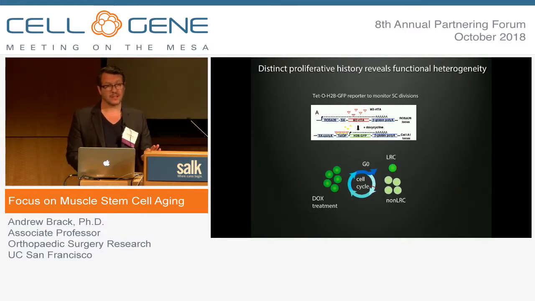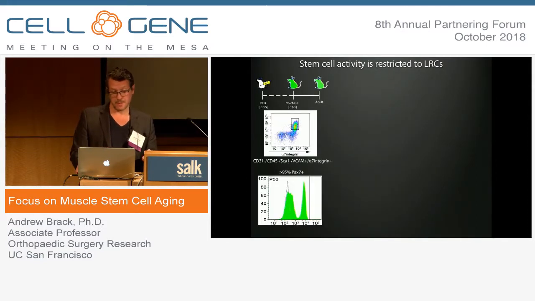It's a doxycycline-inducible element, which turns on GFP within the stem cells. If that doxycycline is removed, every time a cell divides, you'll lose GFP in a predictable and quantifiable manner. So after a period of time, you can see cells that have divided less versus cells that have divided more. We use this to track stem cell divisions in the muscle compartment and ask, does that confer a certain functional difference within this heterogeneous population of cells?